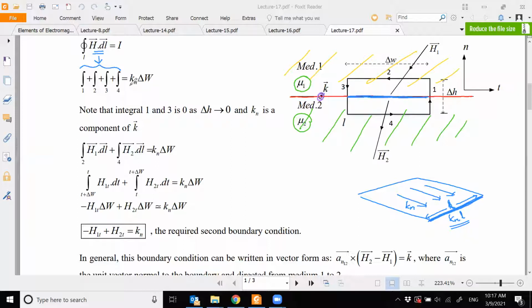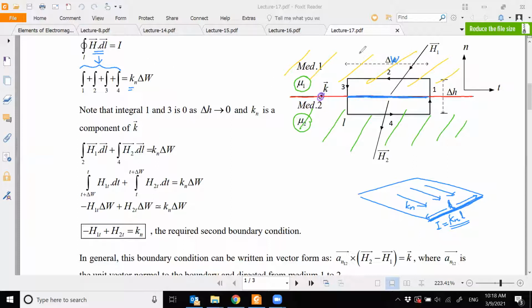So here the component is Kn, and the length covered in the Amperean loop is delta W. It should be small w, no problem, we can make this capital W. So this is how we can find the current. The current is Kn times delta W, and our Kn is a constant. That's why I can straight away multiply rather than using integration. Kn is a constant. So this is what we got.